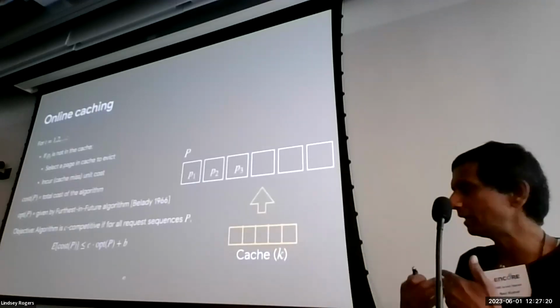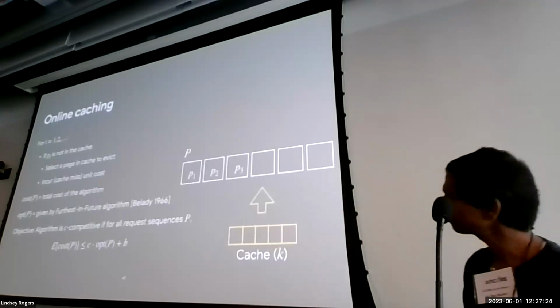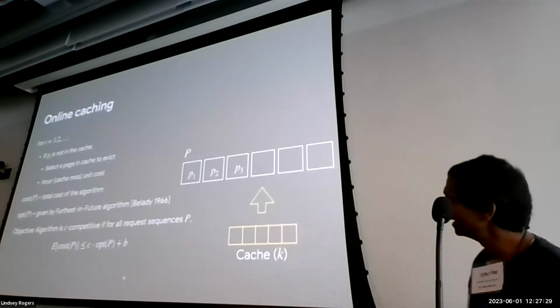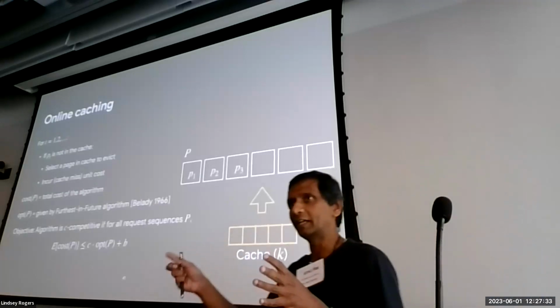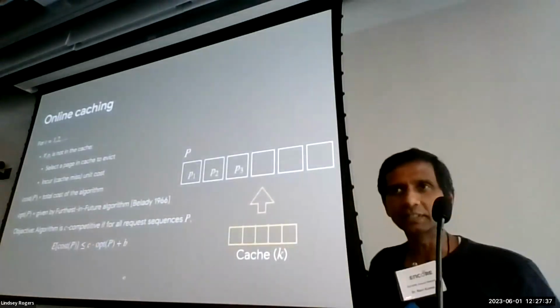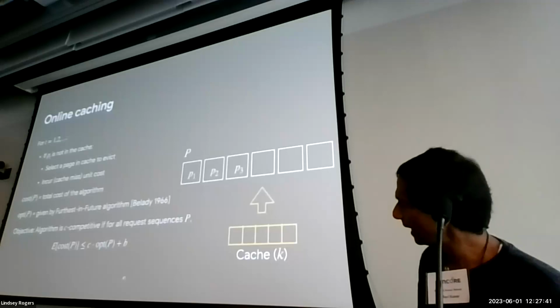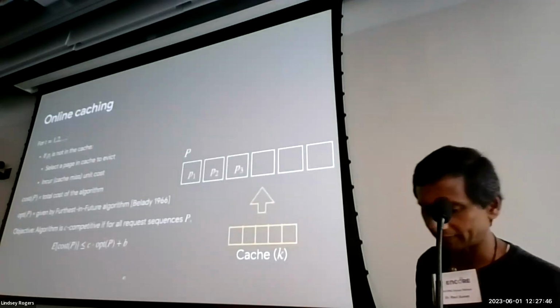If I want an element and it's not in the cache, then I incur a cost of 1. This is a very old problem, from the 1960s. Belady proved that in the offline setting, when I know all the requests in advance, there is an algorithm called furthest in future, which is the optimum algorithm. The cost of an algorithm is just how much you deviate from this OPT by some factor.